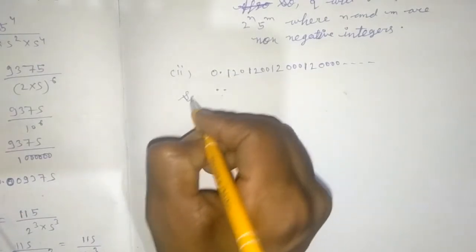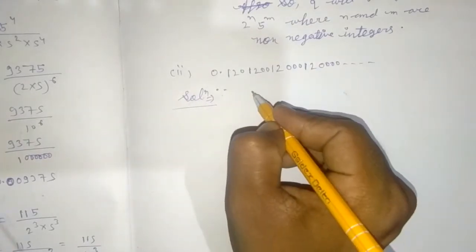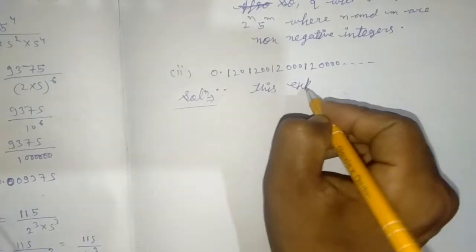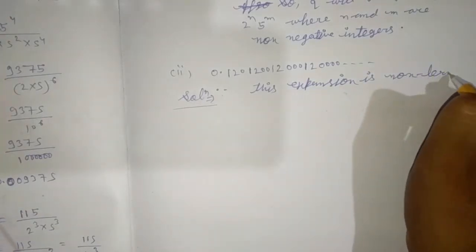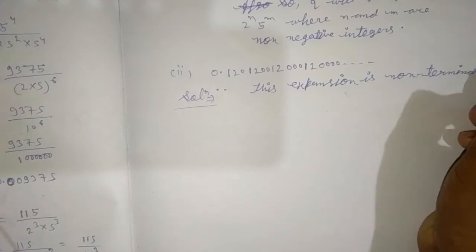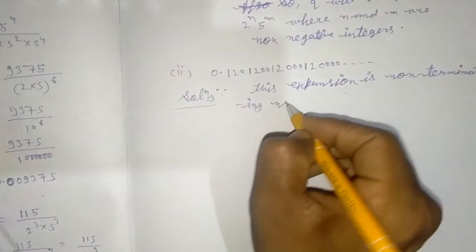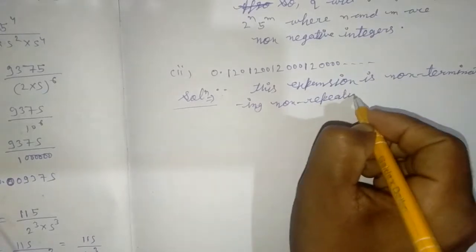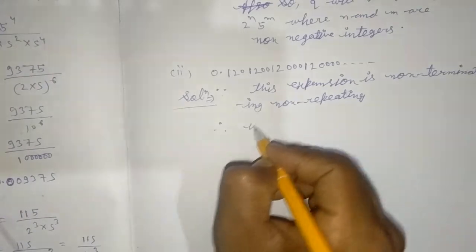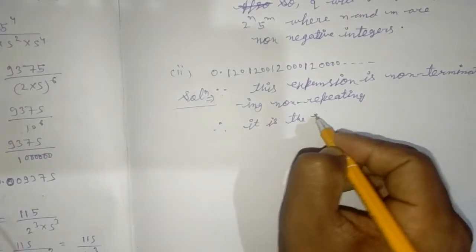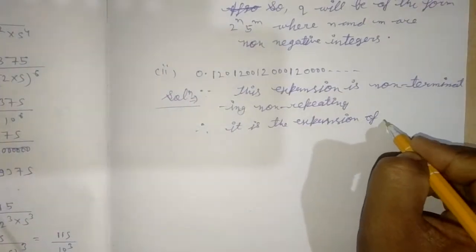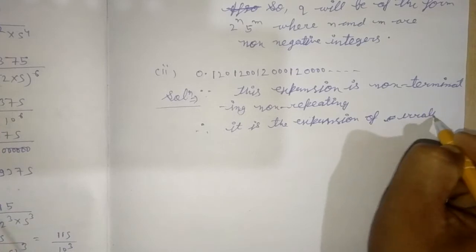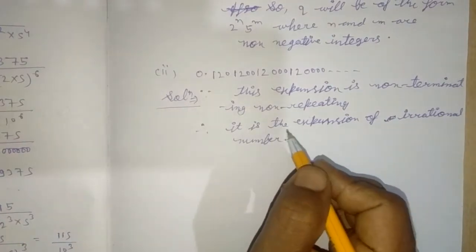So we write, since this expansion is non-terminating, non-repeating, therefore it is the expansion of an irrational number. Okay, expansion of an irrational number.